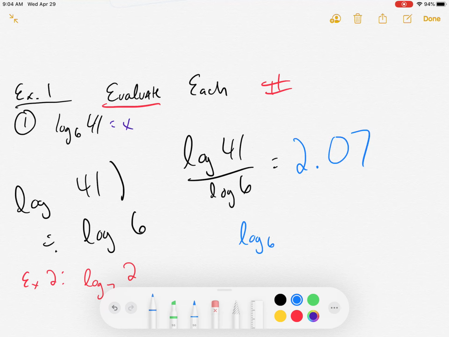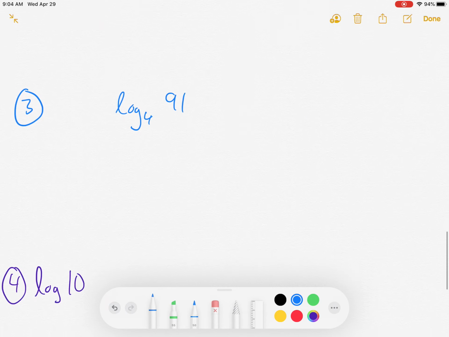2.07. And that makes sense because log base 6 of 41 is 2.07. So 6 to the 2.07 power equals 41. In the beginning, I said, hey, it's probably going to be around 2.1 because it's a little more than 36, and 6 squared is 36.